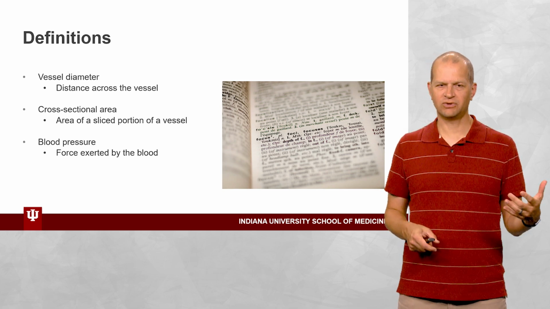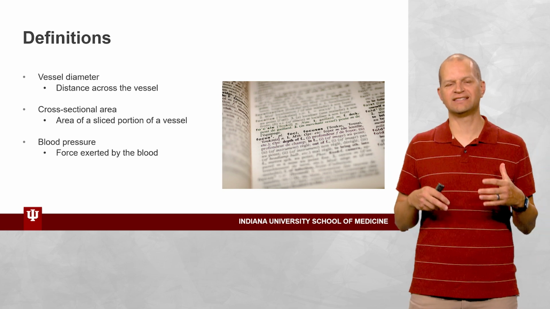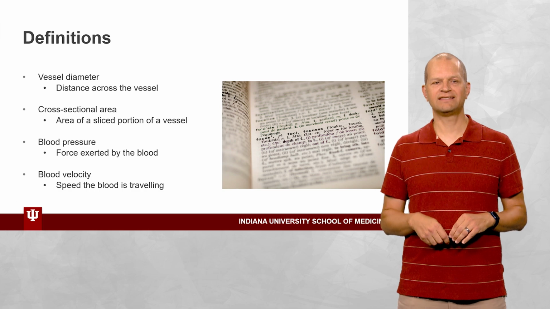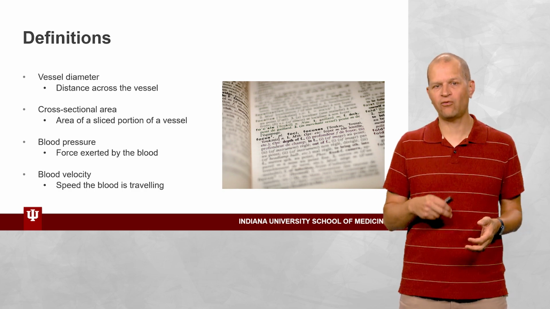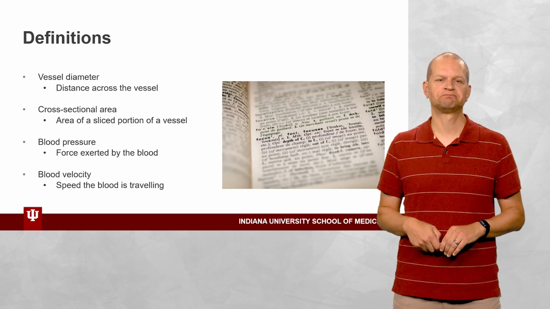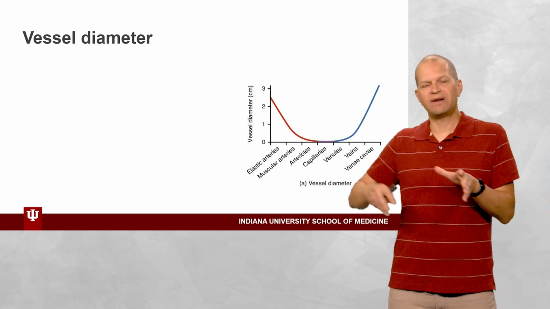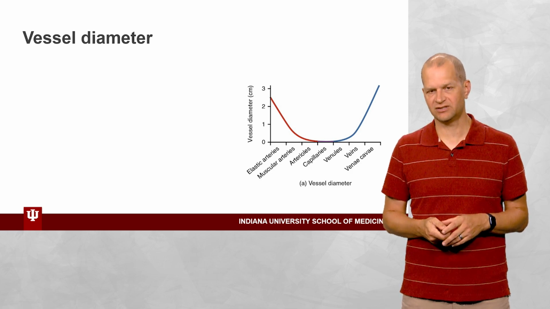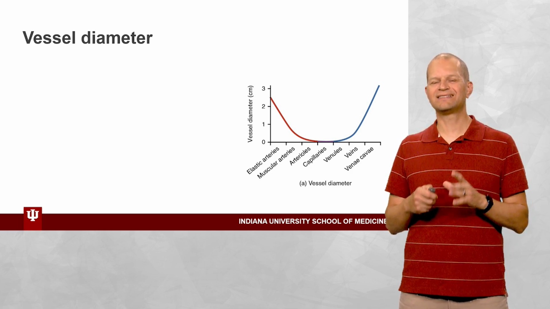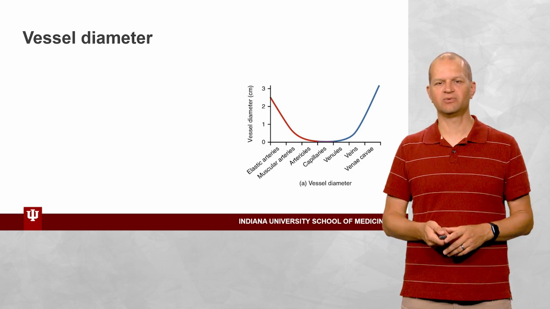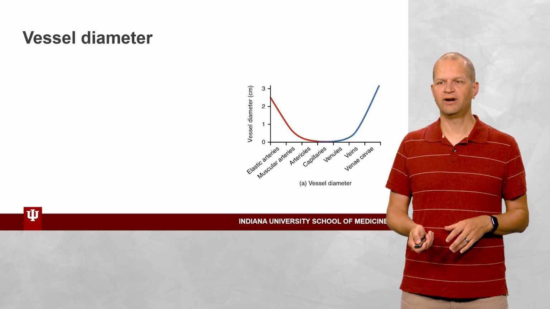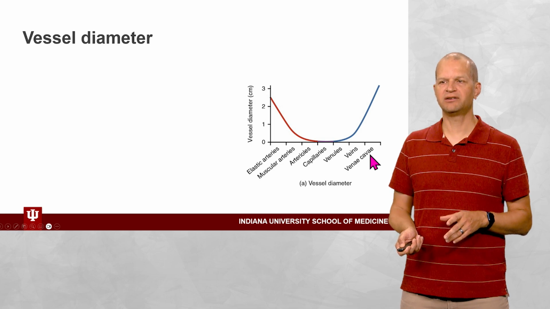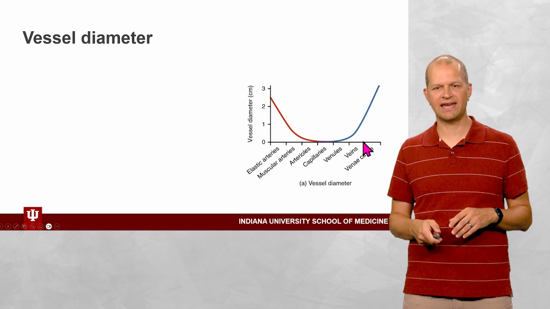Then we've got blood pressure, which we've talked about. That's just the force that's exerted on the vessel walls by the blood. And then we've got blood velocity, which is just how fast the blood is traveling. With most of this video, we're going to use a figure that looks like this one. The x-axis will be the same for all figures like this one. Notice that we're going from the arteries right here, all the way through arterioles, capillaries, veins, and then we get to the vena cava.